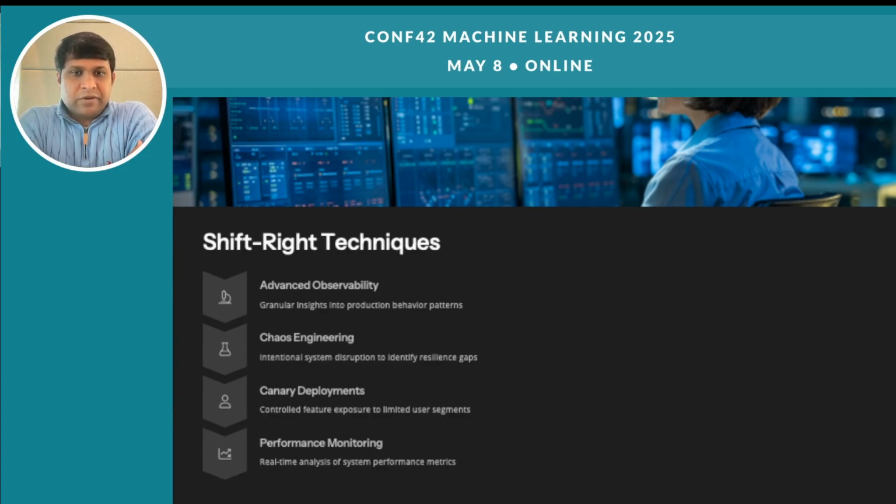Obviously, the last one is performance monitoring, right? A real-time analysis of the system performance metrics. You have Prometheus with Grafana or InfluxDB. Even the cloud providers have their own native tools, right? AWS CloudWatch, Google Cloud Monitoring, or Azure Monitor, right?